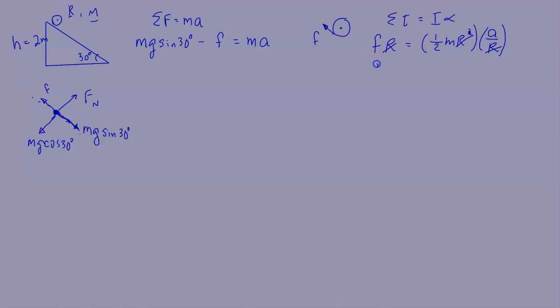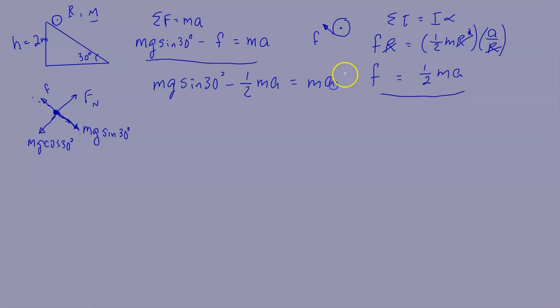So I'm left with the force of friction is equal to 1/2 MA. So using torque we get that. Using Newton's second law we get that. We can put the two together, and so we can say mg sine of 30 degrees minus, from over there, 1/2 MA, which equals MA like that.